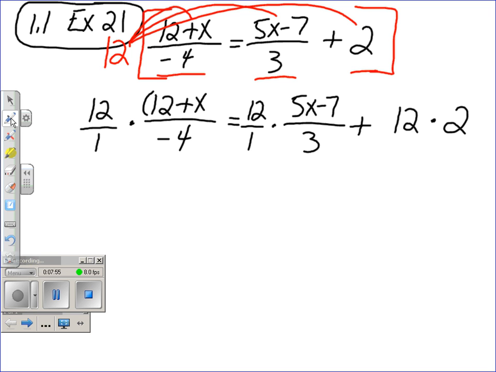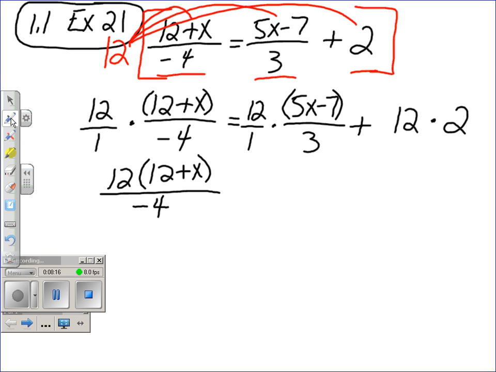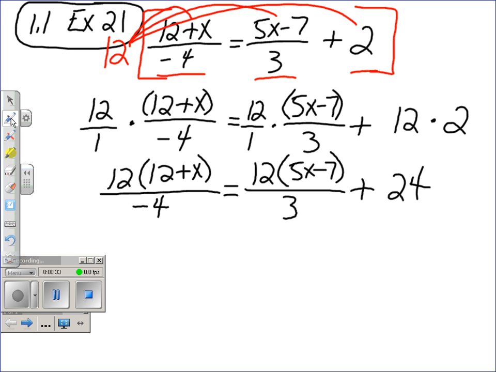Now, it might help if I put parentheses around these little groups on top of the fraction. So when I multiply fractions together, now I have 12 times, remember when you put the number by the parentheses, it implies multiplication. 12 times the quantity 12 plus x, over 1 times negative 4, which is negative 4 on bottom. Equals, let's do this multiplication, 12 times 5x minus 7, that's our numerator, that's on top, over 1 times 3 is 3. And then finally, plus 12 times 2, that's just the whole number 24.